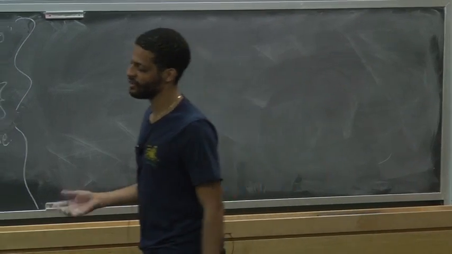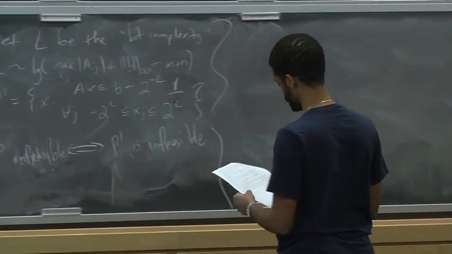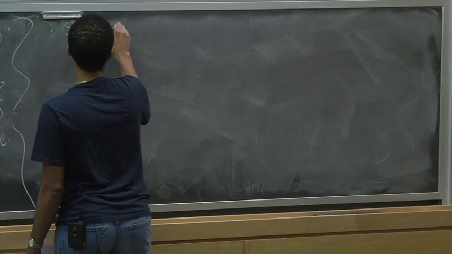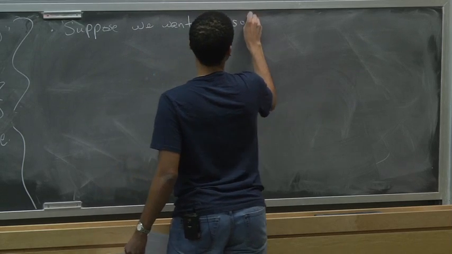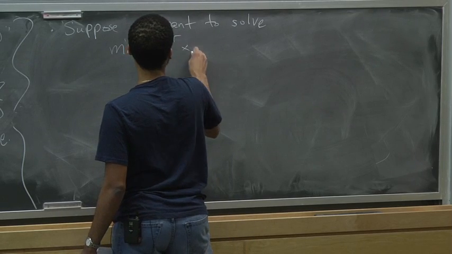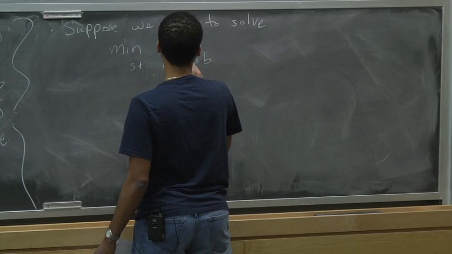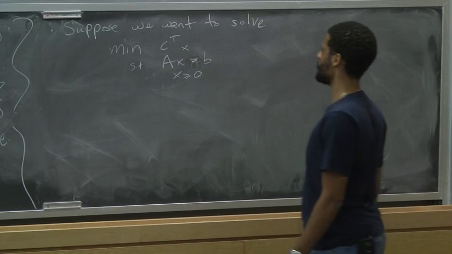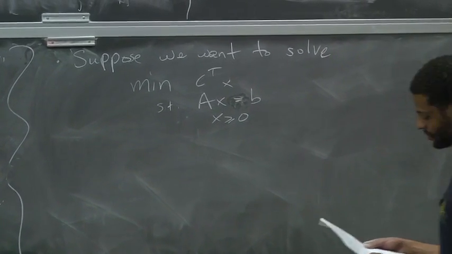But with LP, as I've talked about it before, we don't just want to do feasibility. We want to do actual optimization. So suppose we want to solve min of C transpose X such that AX is at least B or X equals B and X is at least 0. Okay. How would we do that with the ellipsoid algorithm?